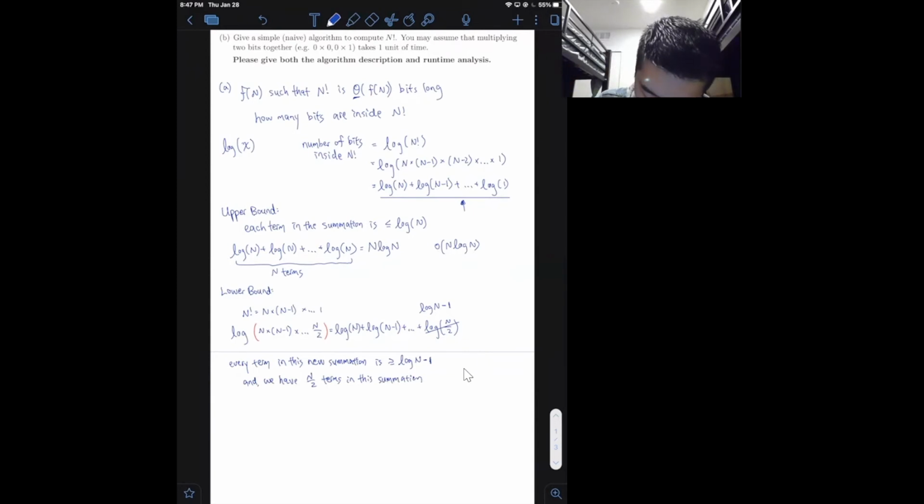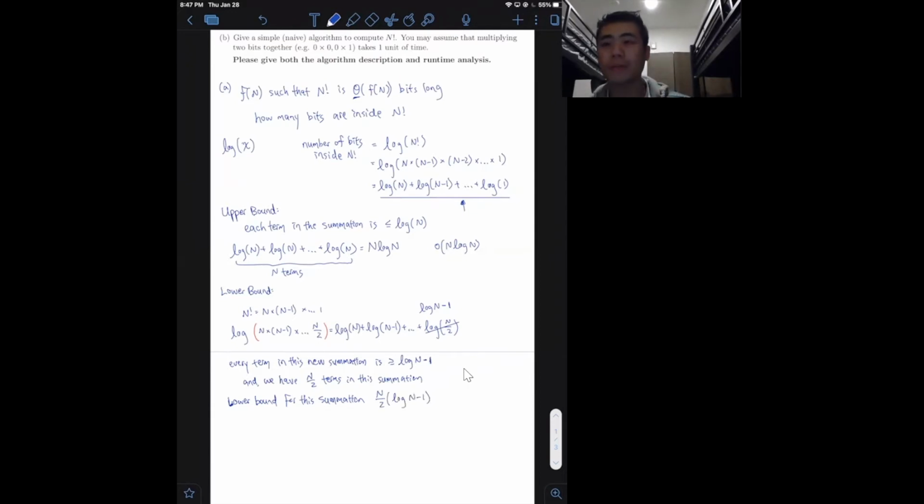Therefore, a lower bound for the summation is going to be n over 2 times log n minus 1, because you're lower bounding every single term in this summation with log n minus 1. And so now this simplifies to, once again, not O this time, but big omega of n log n.